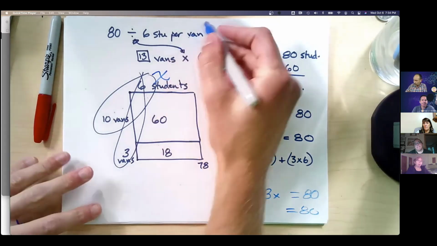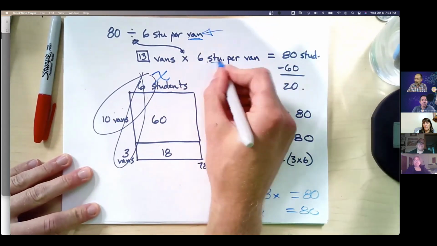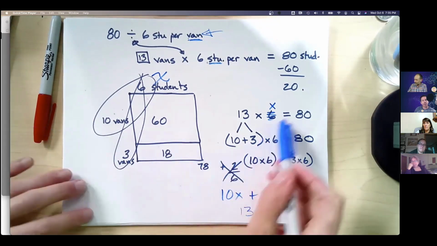And to us, one of the biggest pieces is the fact that we can always come back to this context. We're talking about this in terms of students and vans, so that we can always make sense of the mathematics visually as well as symbolically.